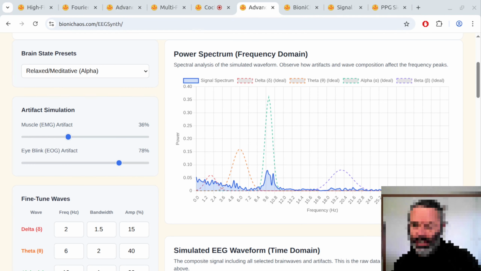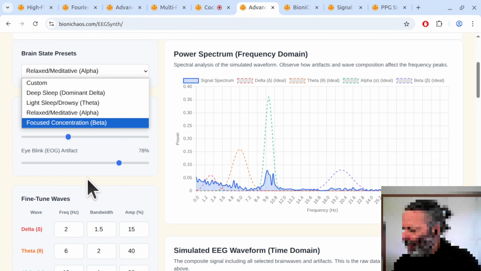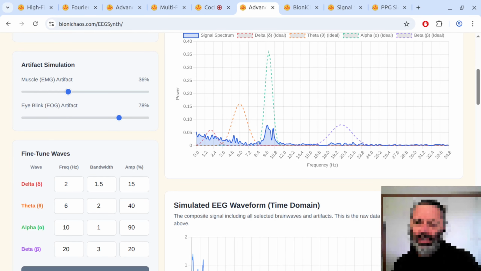Different morphologies. So you have like lambda waves are positive sharp. Lambda? Do we have lambda? No, we don't. It's high frequencies. Do we need to add lambda? I don't know.